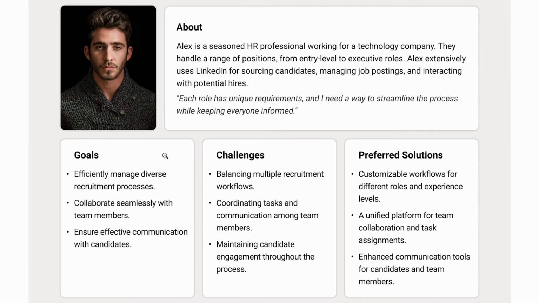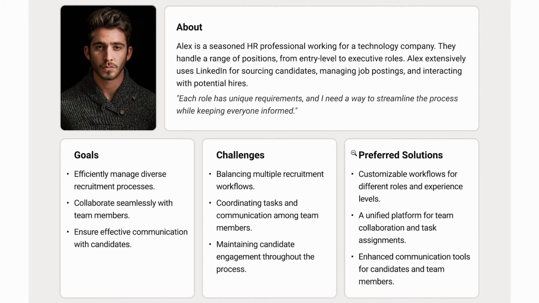It's just the same points being repeated again and again. Balancing multiple recruitment workflows. Again, all of this is very vague. What do you mean balancing multiple recruitment workflows, right? It's super vague. Coordinating tasks, fine. Maintaining candidate engagement through the process. What does this mean, candidate engagement? This is the first time I'm seeing this. This is the first time I'm reading about this in the case study. What do you mean candidate engagement?